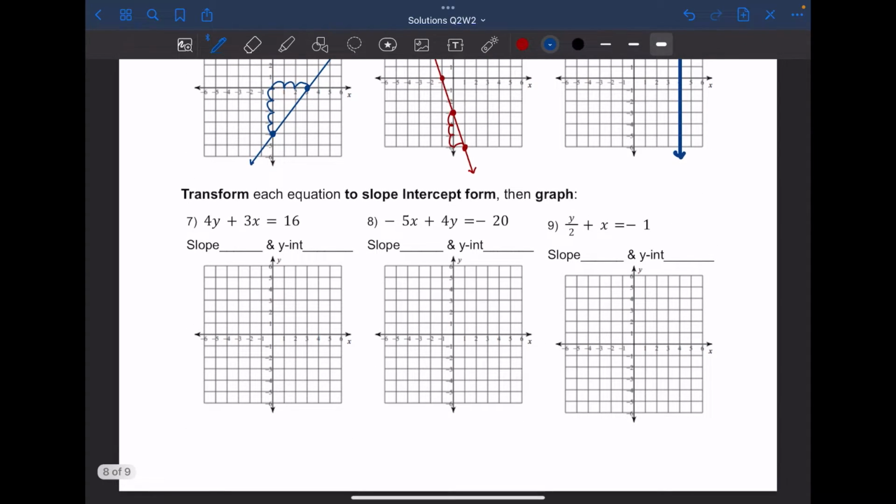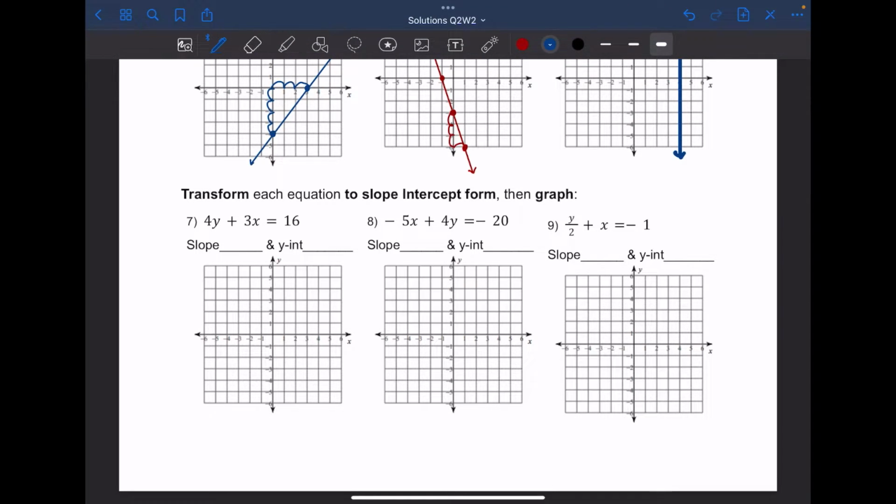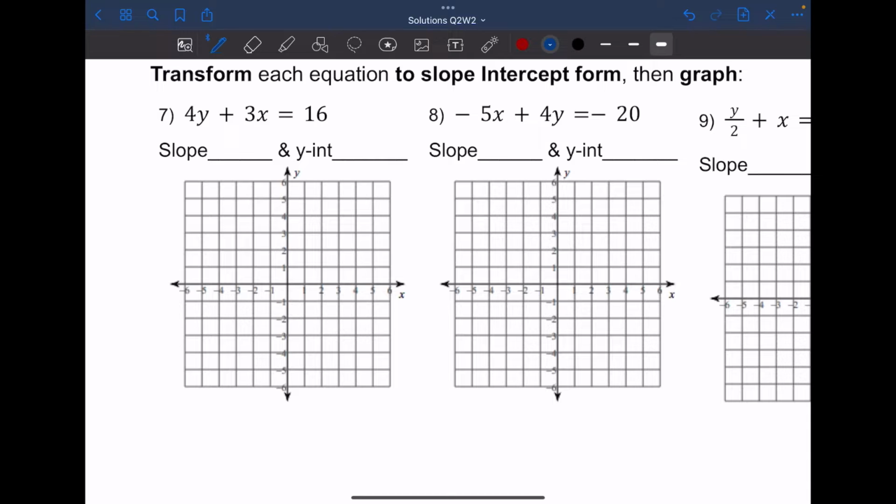So now, for questions 7, 8, and 9, we are going to put these into slope-intercept form. So slope-intercept form means that we are going to basically solve for y. So one of the things that we've been doing, on a couple previous lessons, we learned about solving for a specific variable. So when we solve for a variable, that means get that variable by itself. That's what we're going to do here with y.